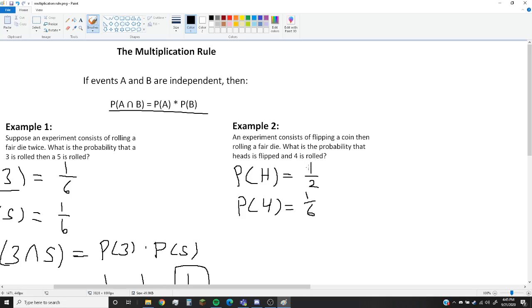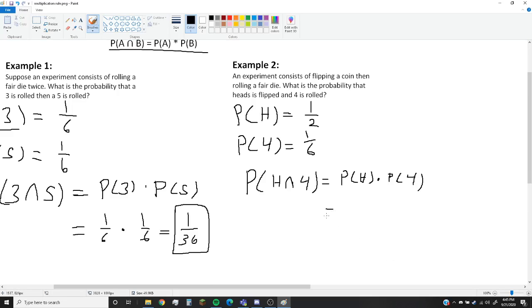So now we can use the multiplication rule and find the probability of a heads intersect 4. So that will be the probability of heads times the probability of 4, which if we plug our numbers in, gives us 1/2 times 1/6, which we can simplify as 1/12, which is our final answer. And that's about it.